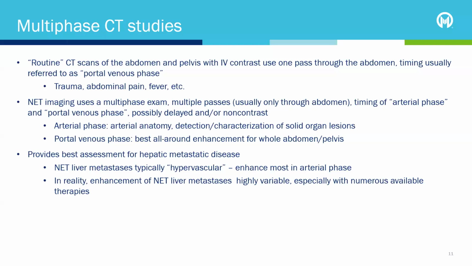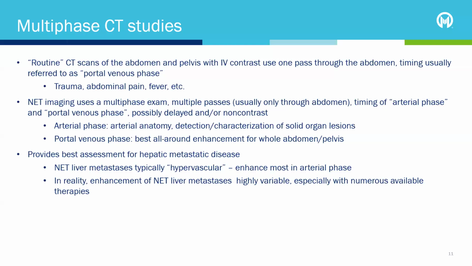And so, when we think about some of the more routine reasons for getting a CT scan, like you were in a car accident or you're having abdominal pain and you go to the emergency room, that kind of scan would just be, we would get IV contrast, and it would just be one time going through the CT scanner. And the timing would be what we call portal venous phase. We'll get to that in a second and explain that a little more.